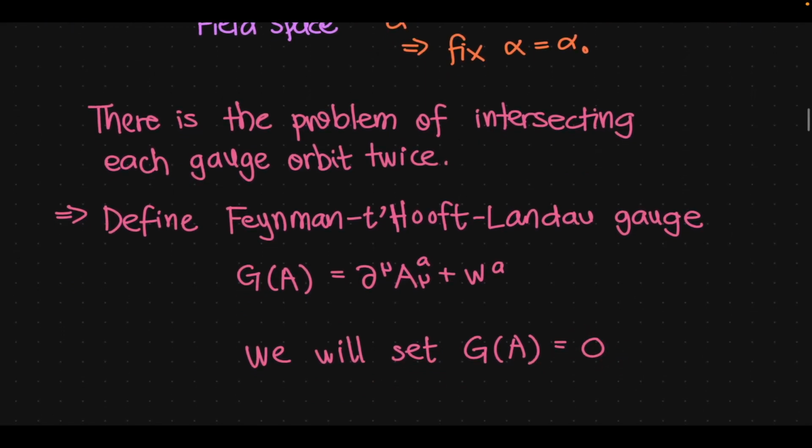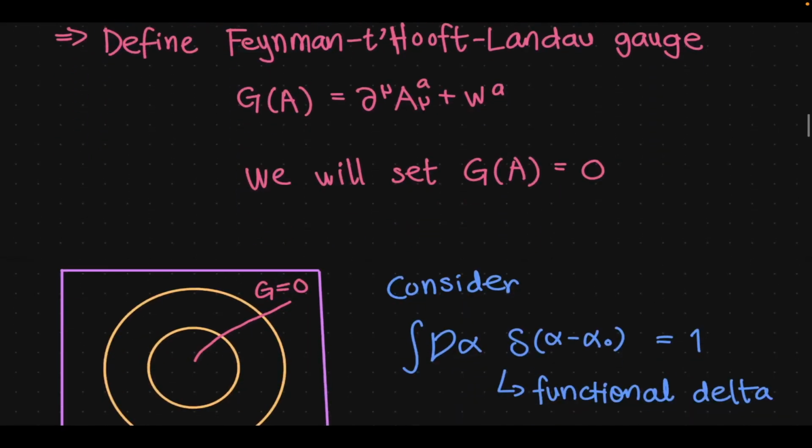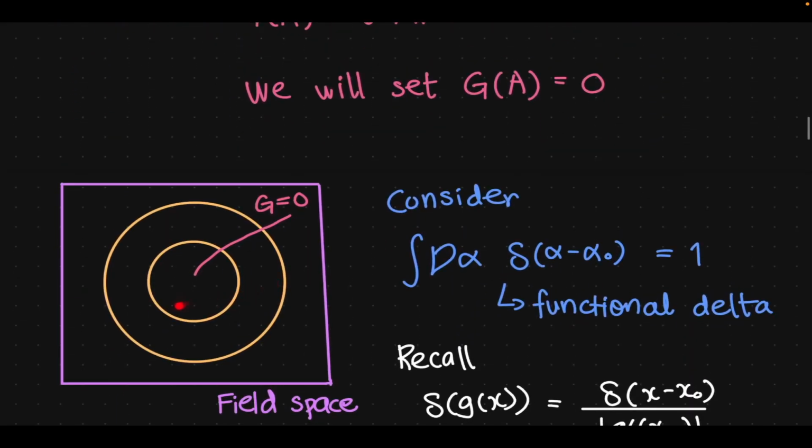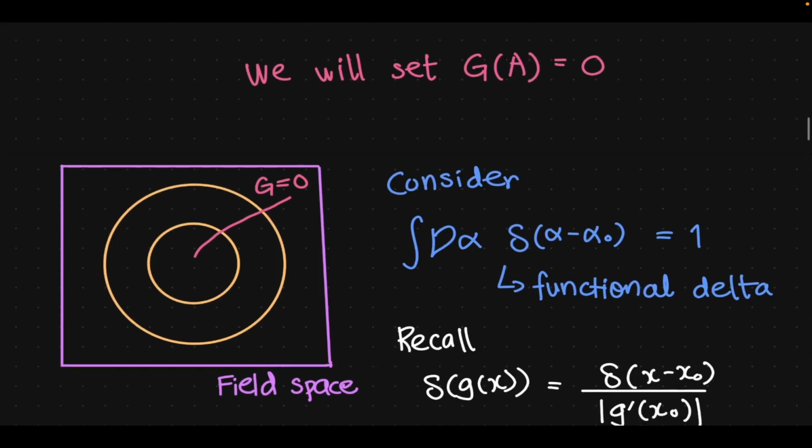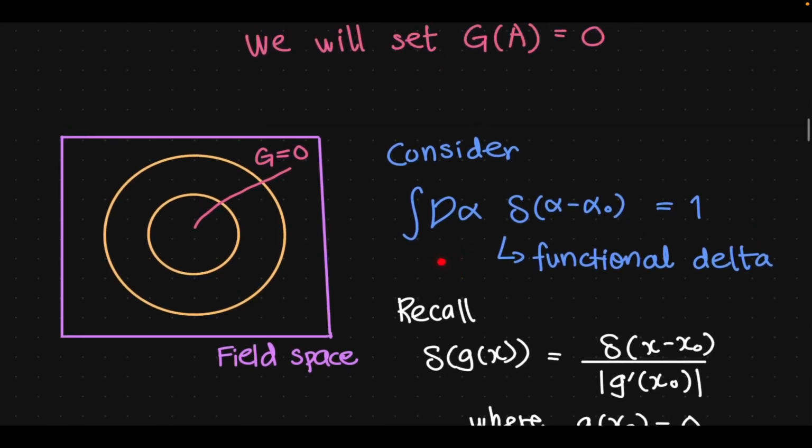Now what that does geometrically in this picture on the field space is it's actually a hypersurface. I couldn't draw a hypersurface, that's why I drew a line. It gives us a line G of A equals 0. And our integration is going to be along this line. And you see that this line only intersects each gauge orbit once. That's the purpose of this gauge fixing condition. So to impose this condition, let's start with this definition.